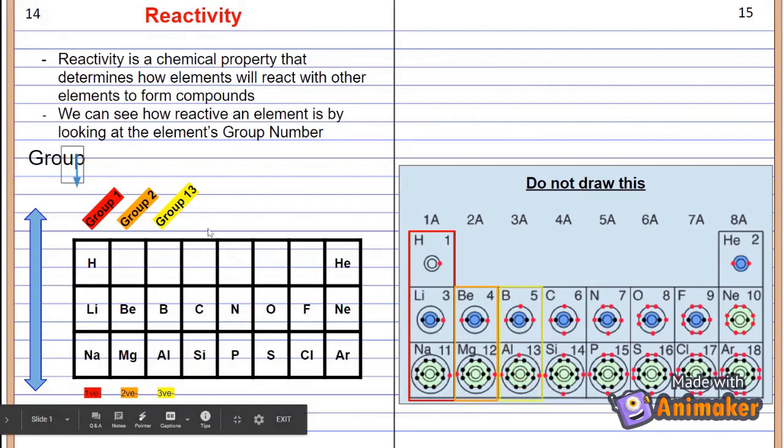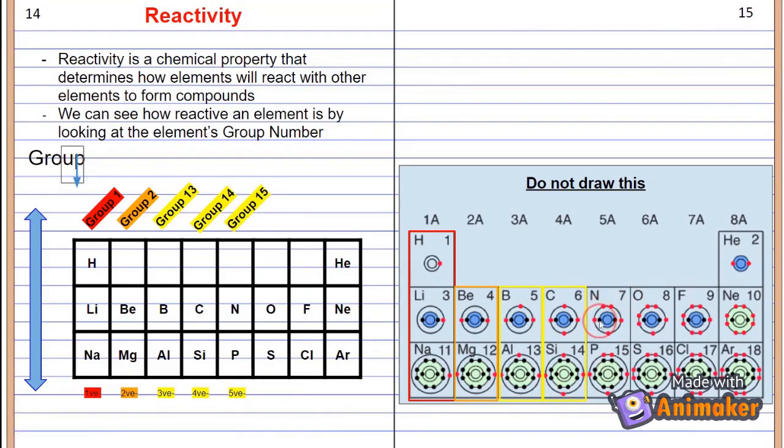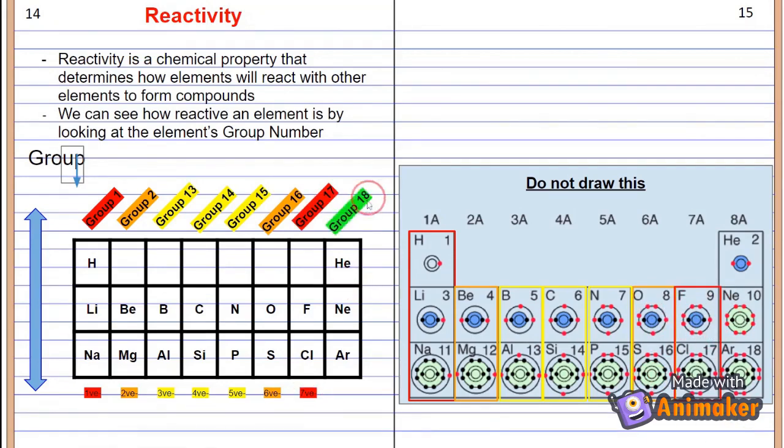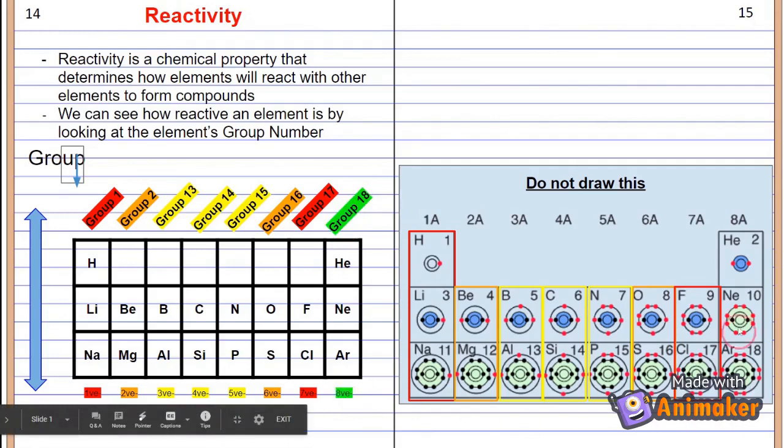Let's move on to group 14. So group 14, we can expect 4 valence electrons, 1, 2, 3, 4, just like in carbon and in silicon. Group 15, you've guessed it, 5 valence electrons. You can count them here, 1, 2, 3, 4, 5. Group 16 with 6 valence electrons. Group 17 with 7 valence electrons. And group 18 with 8 valence electrons.